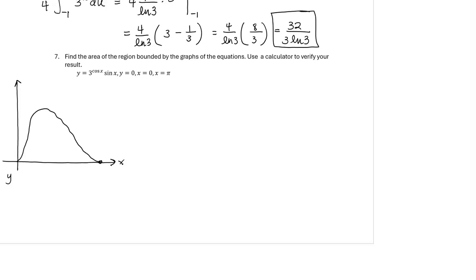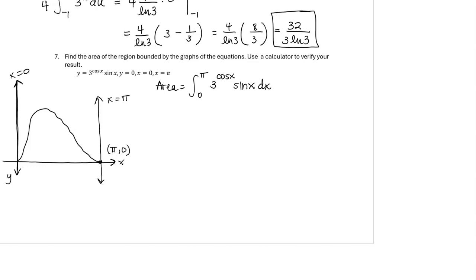It hits the x-axis right here at pi. That is the point pi, 0. So there's the vertical line of x is equal to pi. The vertical line of x is equal to 0 is simply the y-axis, and there is our curve. So to find this area, we would need to integrate from 0 to pi, since pi and 0 are the two regions. That says x equals 0, but should say x equals pi. Since pi and 0 are the two vertical lines that bound this region, that's where I get my limits from. I want to integrate the function, which is 3 to the cosine x multiplied by sine x, and then I stick a dx on the end of that.